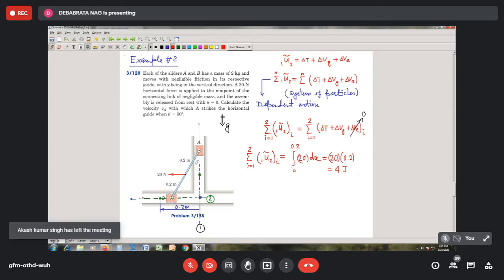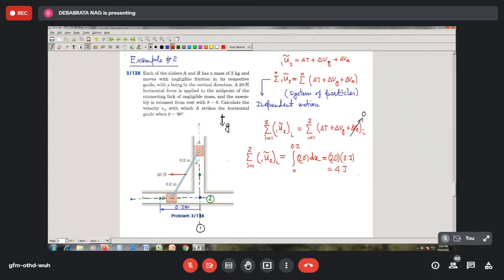So I have just only one integration to carry out, and this integration also is very simple because your force is constant, and therefore it becomes equal to 4 joule. So that is the work done by this external force.